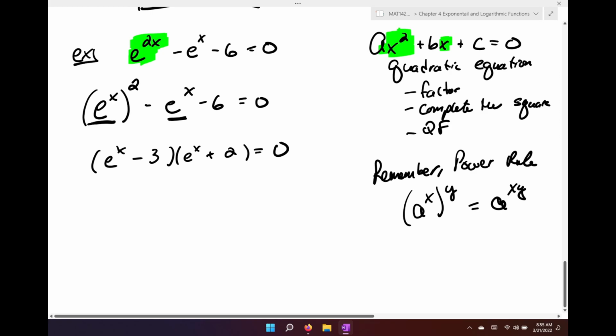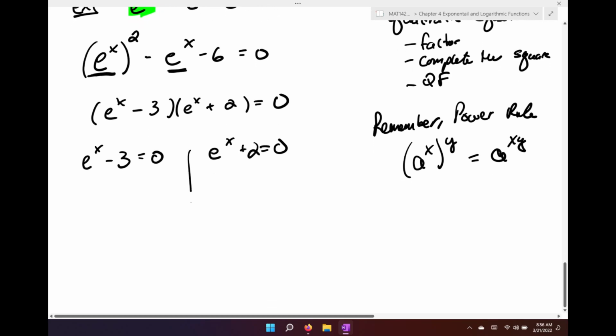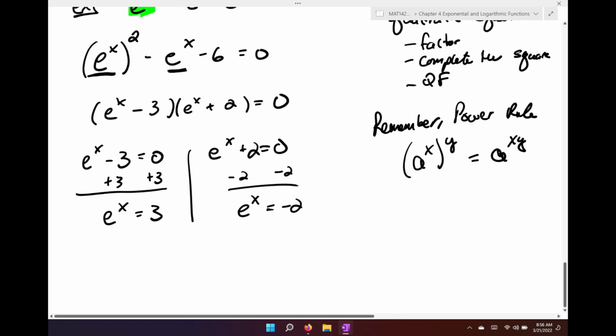So now I'm going to go ahead and set each one of these equal to 0, and I'm going to go ahead and solve. So I'll solve the first one by adding 3. And then the second, I will subtract 2 from both sides, and this gives me e to the x equals negative 2. Now, before we move any further, we have to use a little bit of our intuition here.